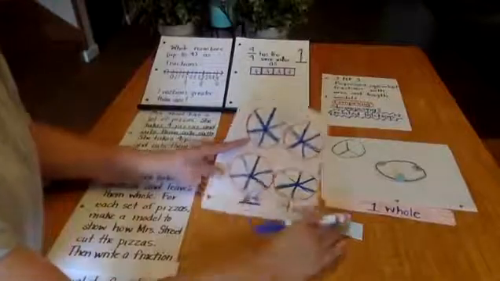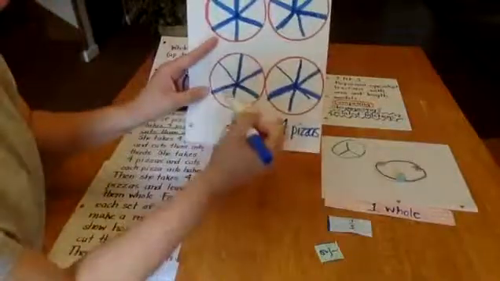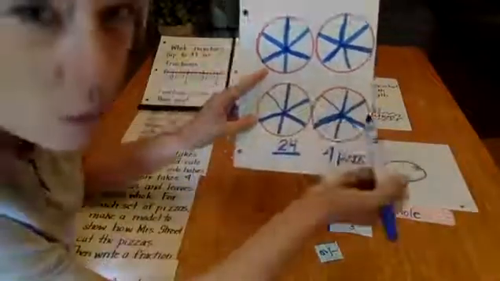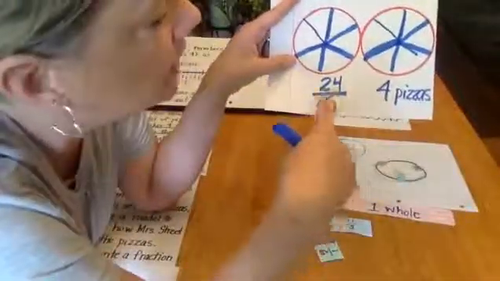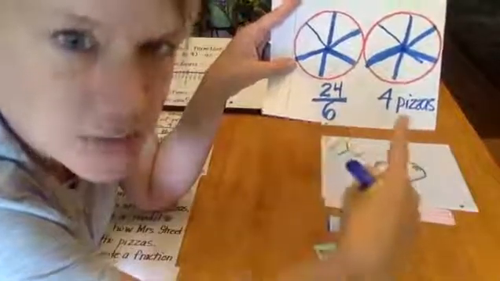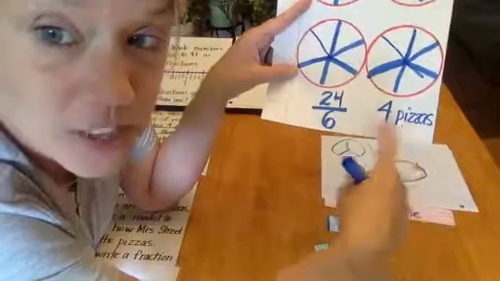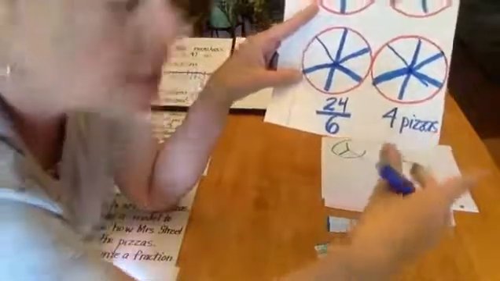24. And how many are in each one whole? 6. So our fraction here is 24/6. And when we look at that as division, we know that that will give us 4 whole pizzas.